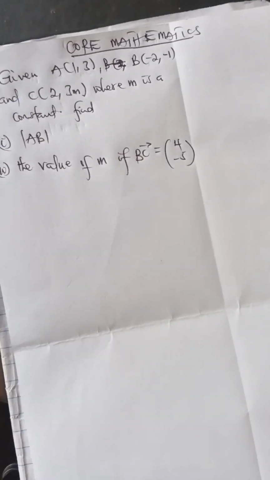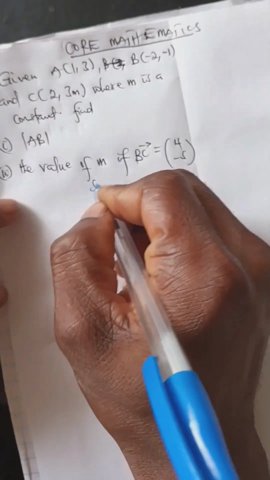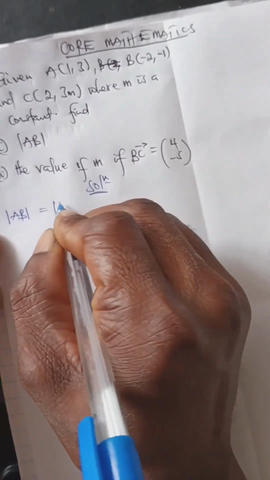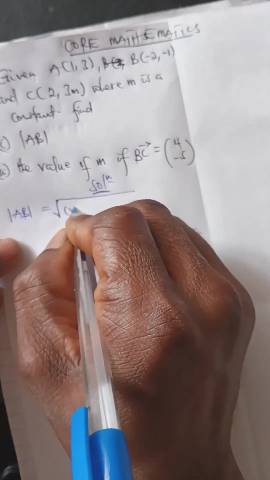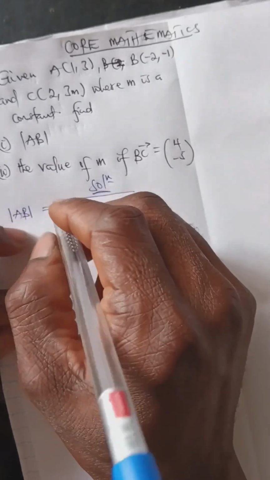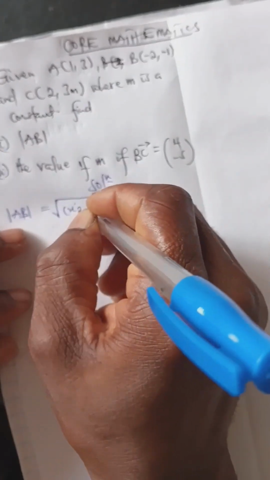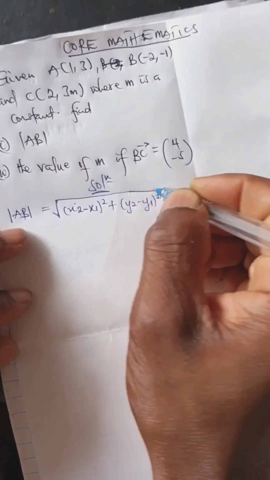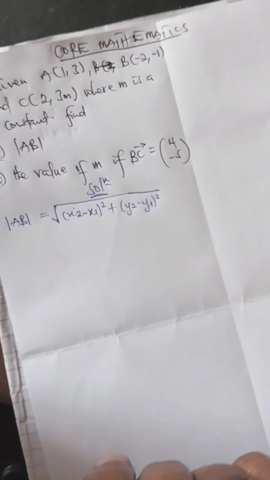Alright, so this is question 3 over here, which says: given A(2, 3), B(x, 1) and C(2, 3), where x is a constant, we have to find the magnitude of AB. Then we know the magnitude of AB is given by the formula square root of (x2 minus x1) all squared plus (y2 minus y1) all squared. So we take A, then we take B, we consider them.